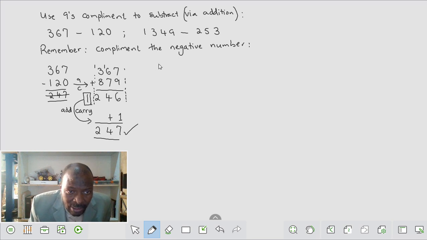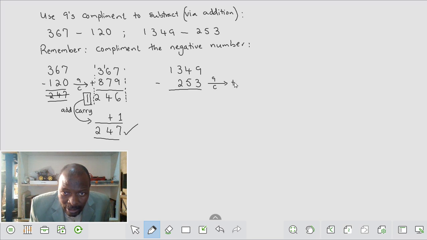Let's do the other example to make sure we get this. 1, 3, 4, 9 minus 2, 5, 3. Okay, we subtract this. The rule says complement the negative one. We're using 9's complement so that we can add instead of subtract. Now that stays 1, 3, 4, 9. I will do this without balancing the digits here. To balance the digits here, I would have to put a 0 there. But I will do this without balancing the digits.